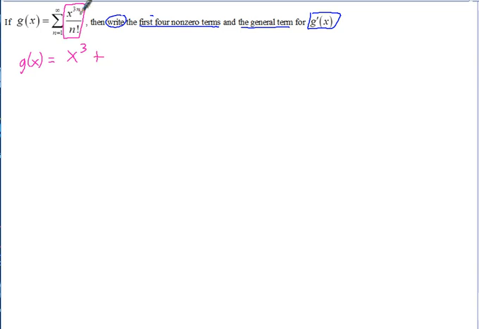Plus, if we substitute in 2, it would be x to the sixth over 2 factorial, just 2 times 1 is 2. Plus, if we substitute in 3, 3 times 3, x to the ninth over 3 factorial. 3 factorial is 3 times 2, which is 6. Plus x to the 12th, 4 times 3. And then over 4 factorial, well, 4 factorial is 4 times 3 times 2. That's 12 times 2, so that's 24.